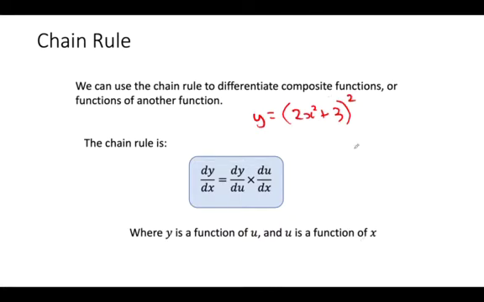So for example, we could substitute in, we could say u equals 2x squared plus 3, and therefore y would equal u squared. So you can see where y is now a function of u, and u is a function of x. We can differentiate these, u with respect to x and y with respect to u, and multiply them together, and that will give us our dy dx.